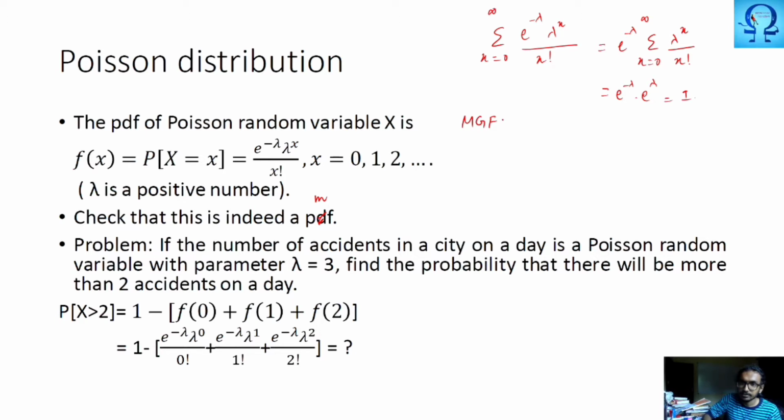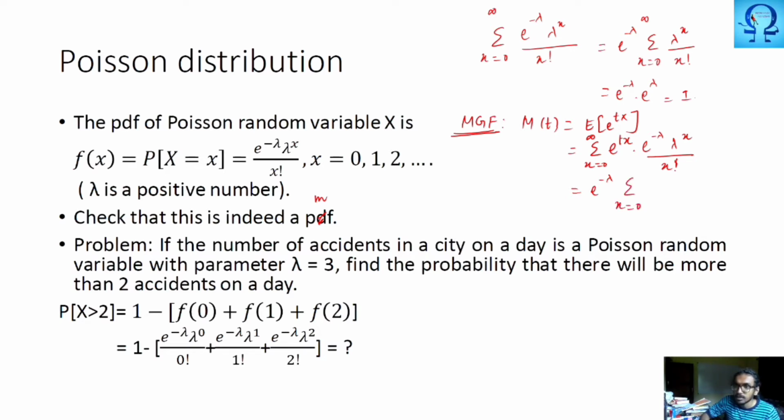So MGF, how do we achieve it? That is, m of t is expectation of e to the power tx. So here summation x runs from 0 to infinity. Initially in binomial distribution it was from x equals 0 to n. Now it is from x equals 0 to infinity. E to the power tx and e to the power minus lambda lambda power x upon x factorial. And again here this e to the power minus lambda is independent of x, so we take that outside, and this is summation x runs from 0 to infinity. If you see, lambda and e to the power t both have the power x, so lambda e to the power t whole power x upon x factorial.